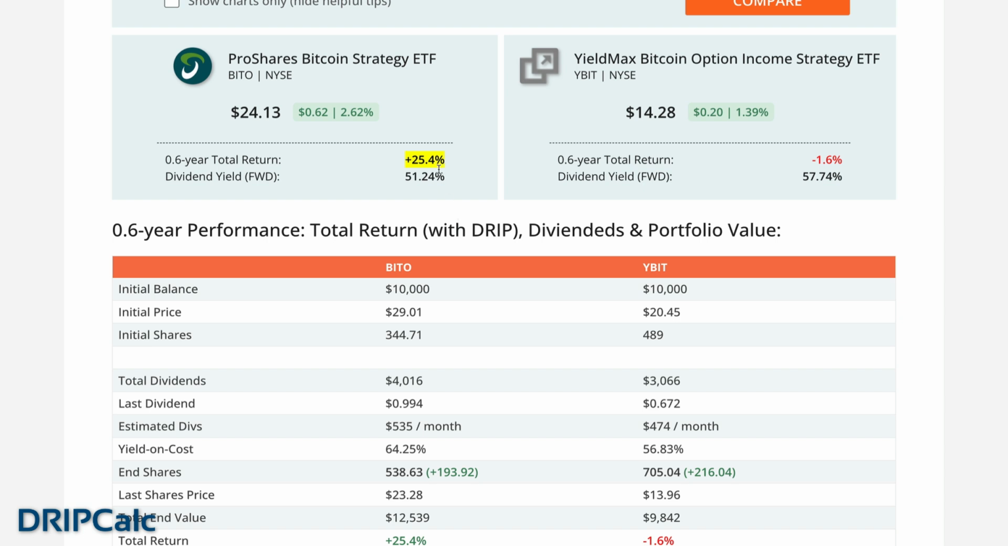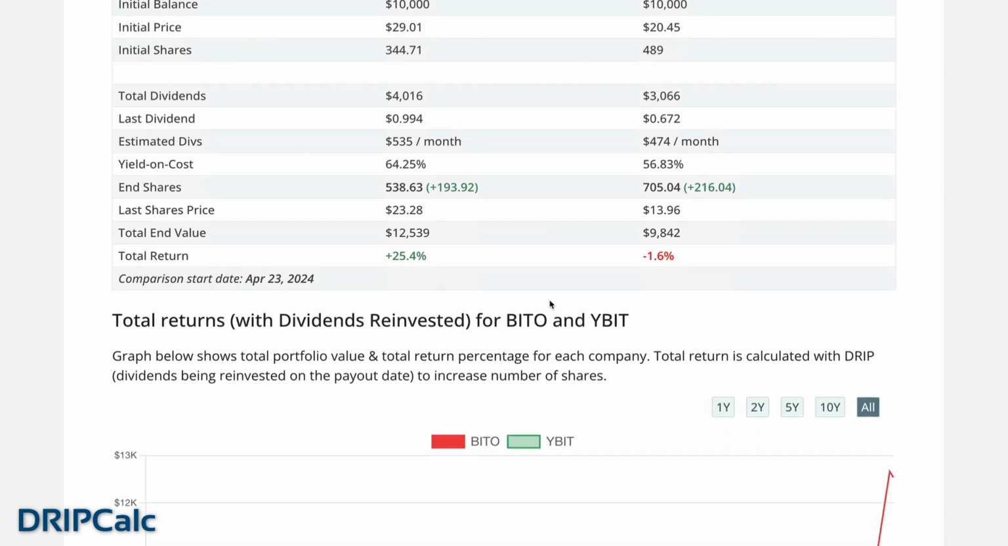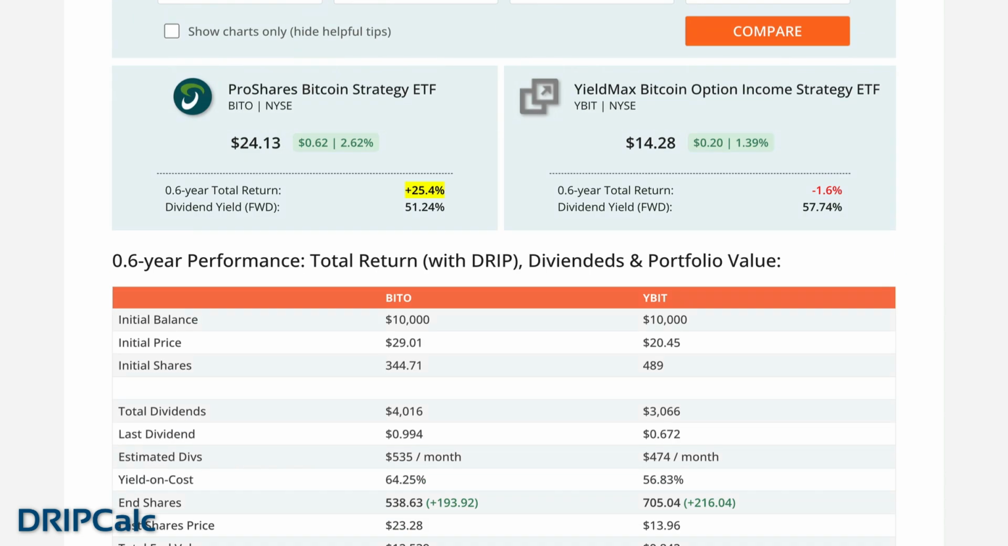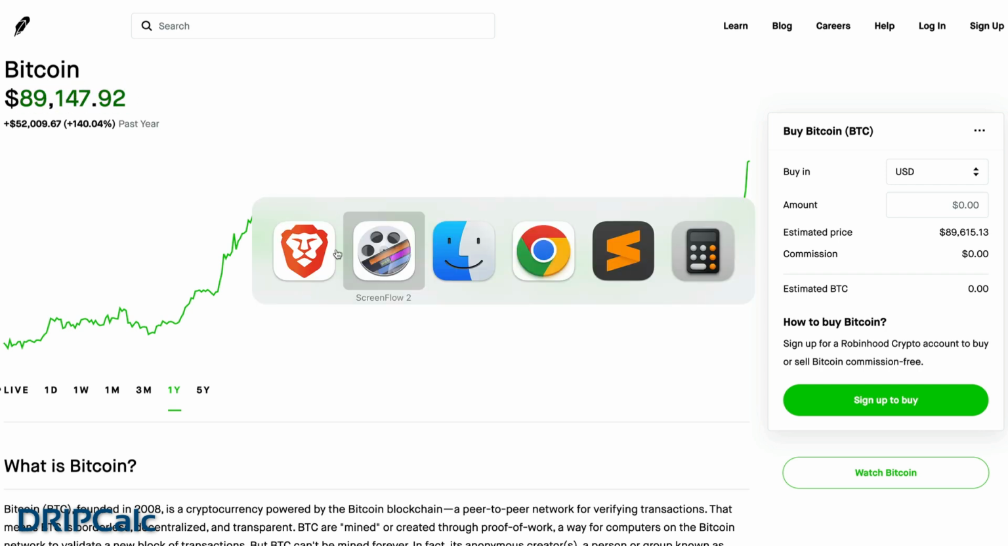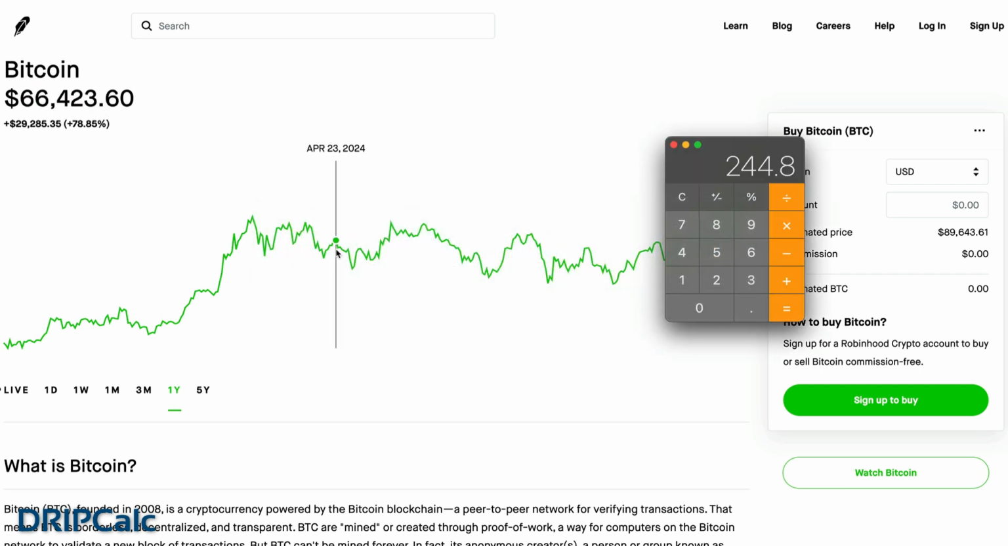Actually, let's think about it. This came out on April 23rd. So let's see where Bitcoin was on April. All right, so here's the Bitcoin chart. On April 23rd, it was 66,423. Let's go to our handy dandy calculator. Actually, my bad, so it's 89. Current price 89,644 divided by 66,423. So it's up 35% since that day.